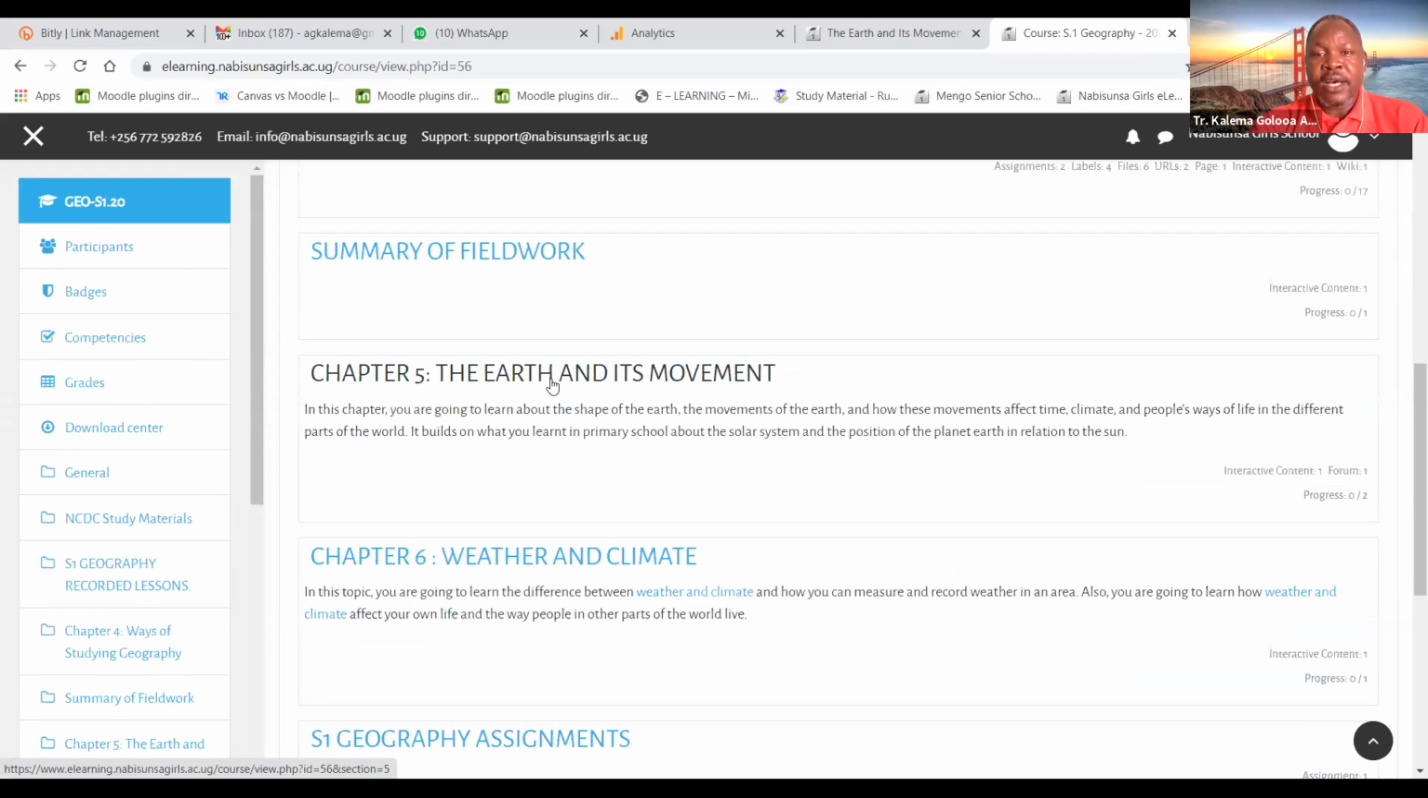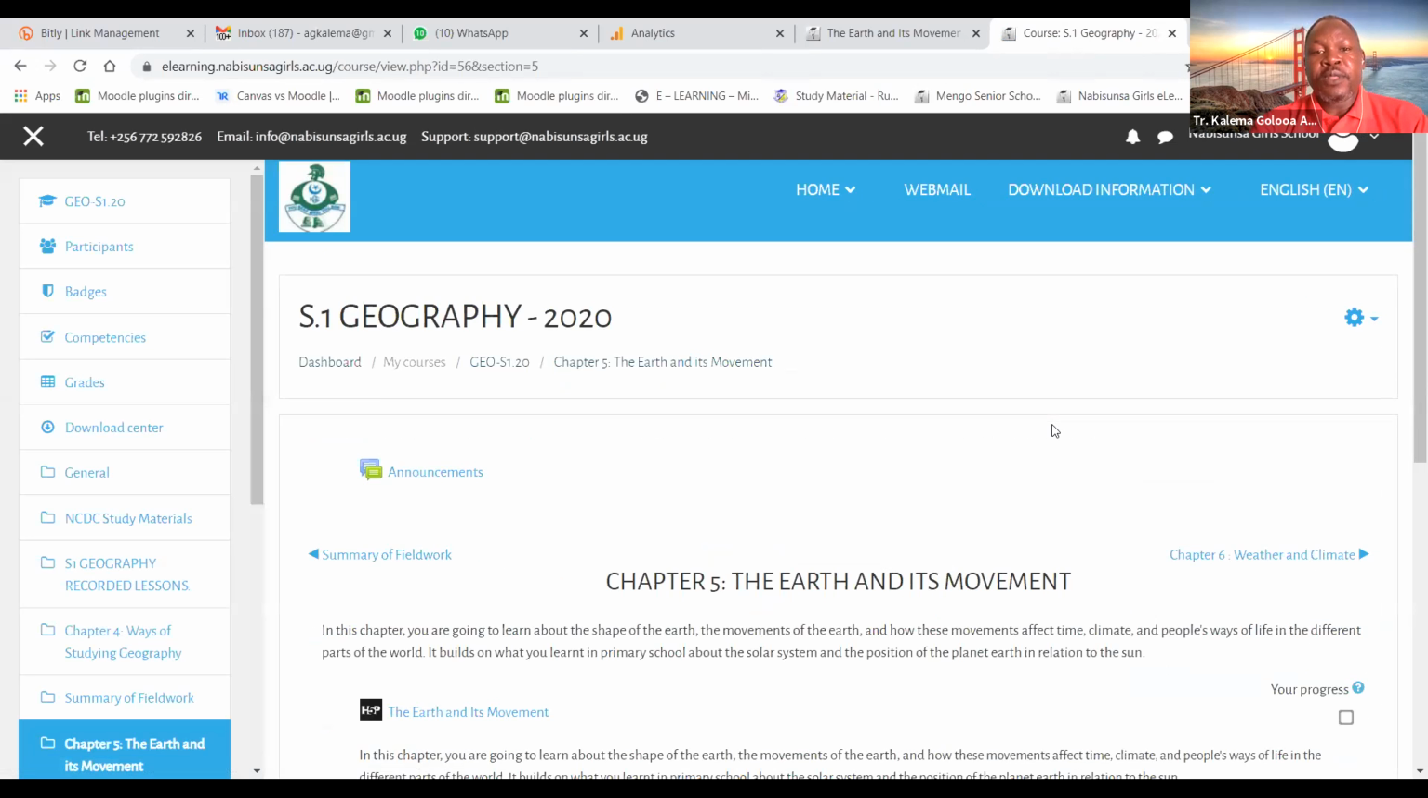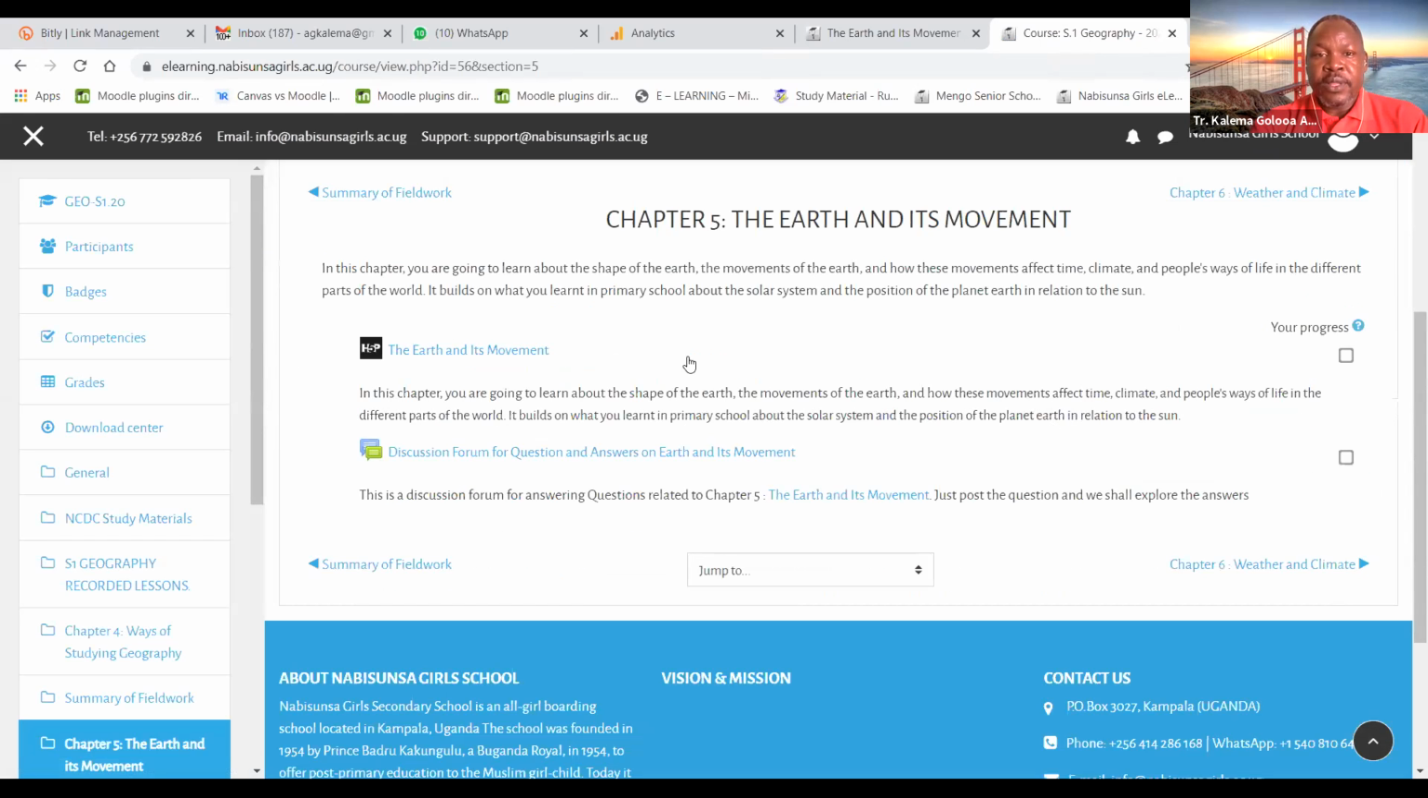Chapter 5, the Earth and its movement. You click Chapter 5, the Earth and its movement. Having clicked it, there are two resources. There is the Earth and its movement with the word AP here. That is where the materials are. Then down here, there is a discussion forum. This is where you're going to be answering the questions from.